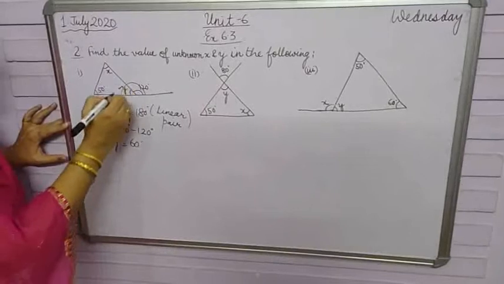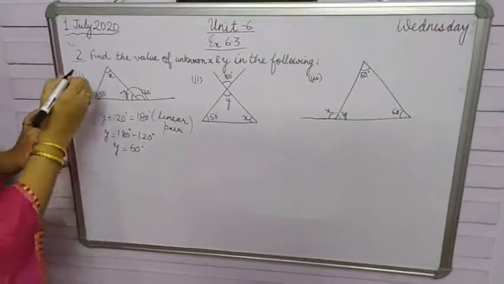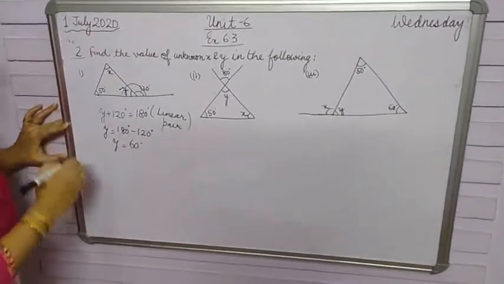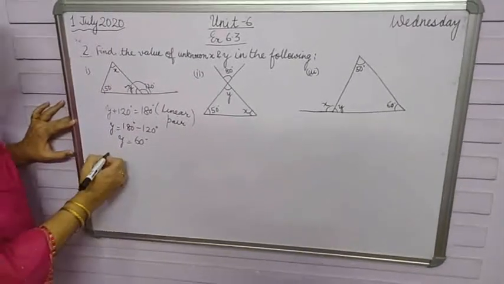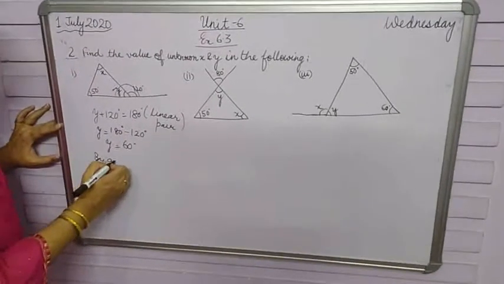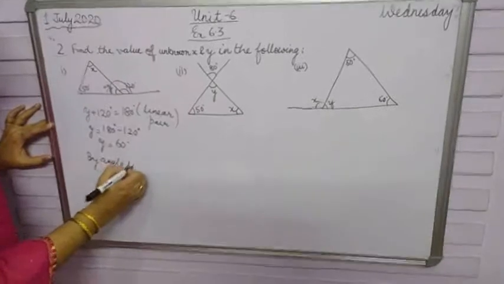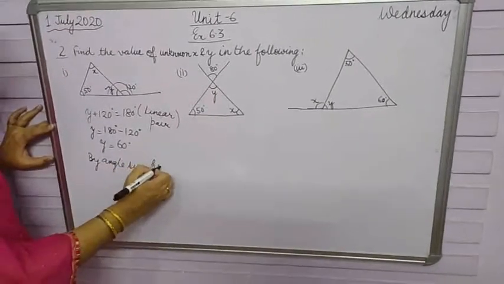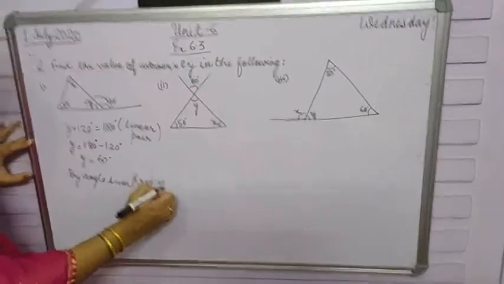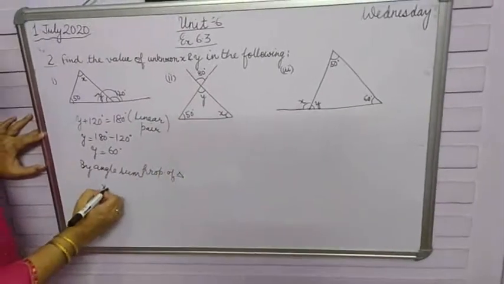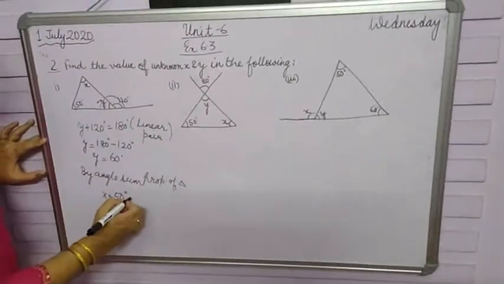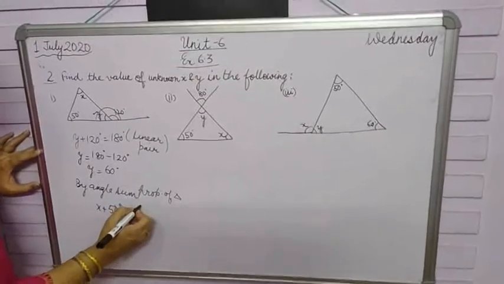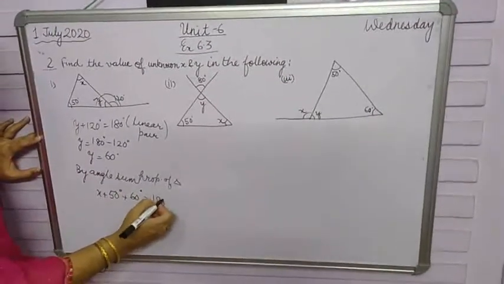Now once we have found out this angle, then by using the angle sum property we can find out the value of x. So by the angle sum property of a triangle, x plus 50 degrees plus y, and y is now 60, is equal to 180.